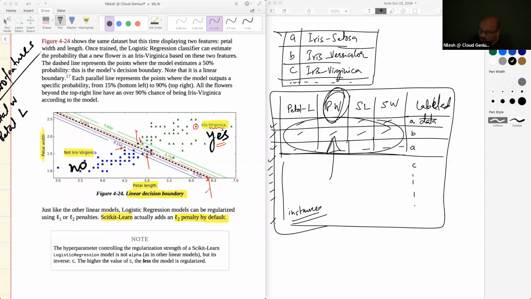And similarly, these blue squares indicate not Virginica. If you see the decision boundary, it is crossing over to the other side. There is a blue square here, and there is a blue square here, and that is basically a lack of clear distinction between yes and no. And that is what makes that line ambiguous. It's not a clear decision boundary.